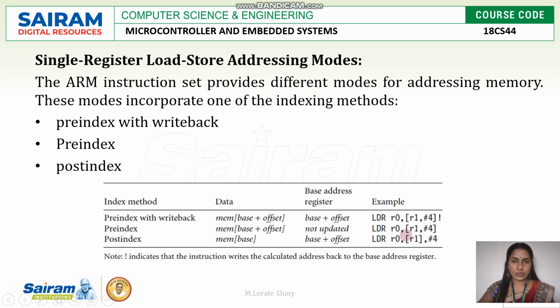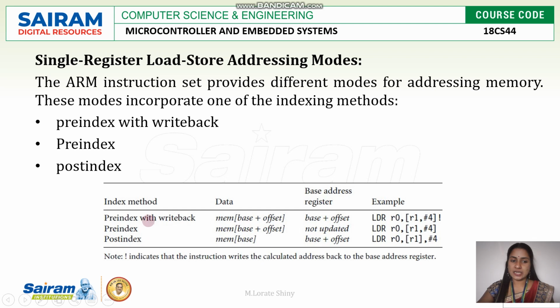In the same way we have to add the base register and offset value, meaning R1 plus 4, to calculate the memory. From that memory we will move the data to the R0 register. Once the instruction is executed, we should not update the R1 value, the base register value. The base register should have the old value only. The old value should remain the same. Next, post-index.